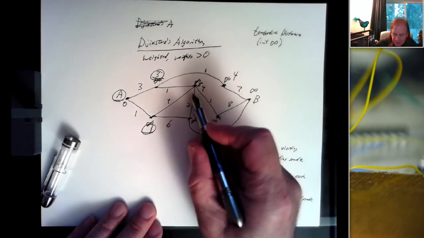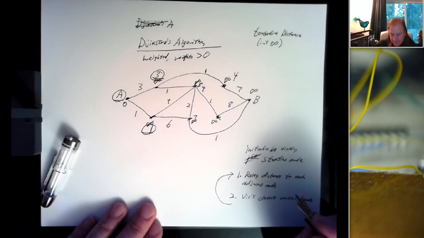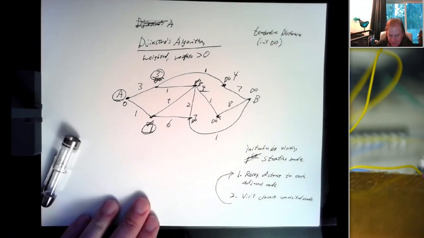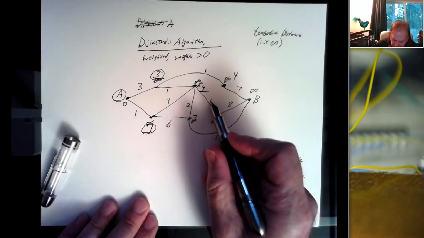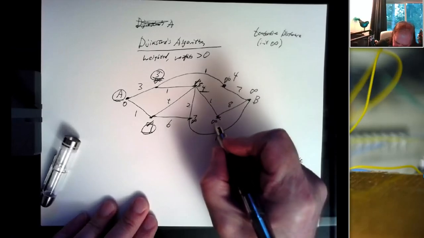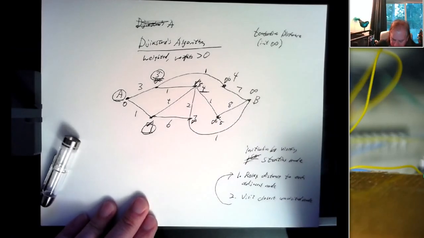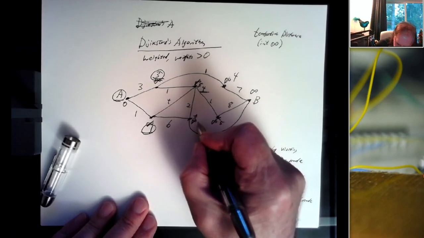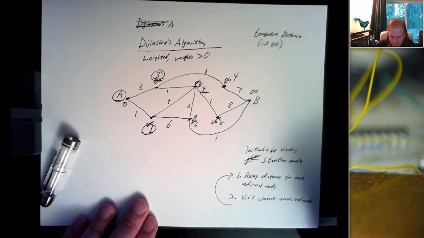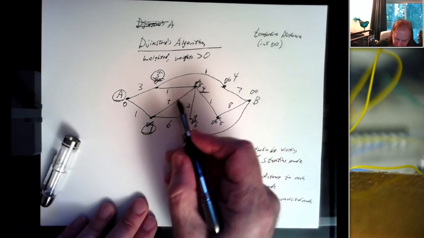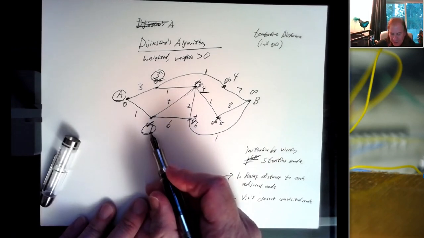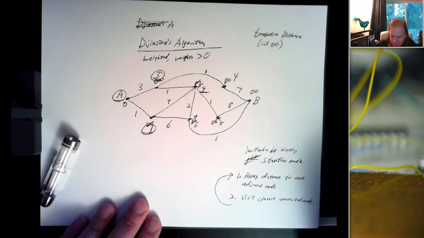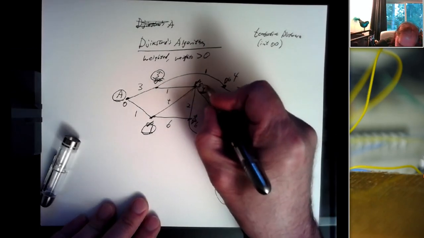It doesn't matter which one of these 4s I pick first. So let's pick this one. And let's relax distances. So 4 plus 1 is 5. That's a better distance to here. 4 plus 2 is 6. Well, that happens to be better than 7, so I'll relax this to 6. I don't have to relax this distance because I've already visited this node. So those are the only nodes I can relax from 4. So I'll mark this as visited.